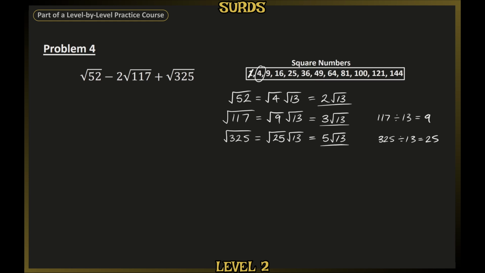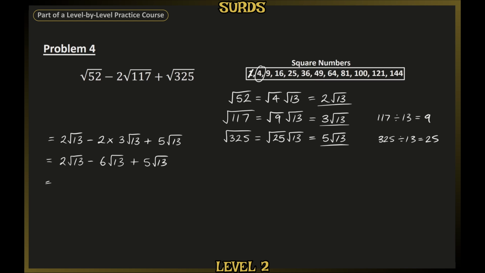We can now go back to our original sum and substitute in each of these. So we have the square root of 52, which is 2 root 13, minus 2 times the square root of 117, which is 3 root 13, plus the square root of 325, which is 5 root 13. We can now simplify the middle term, so we have 2 root 13 minus, and 2 times 3 root 13 is 6 root 13, and we have a plus 5 root 13 at the end.